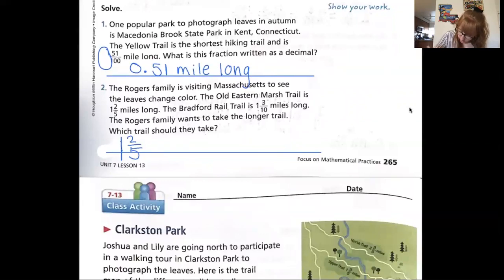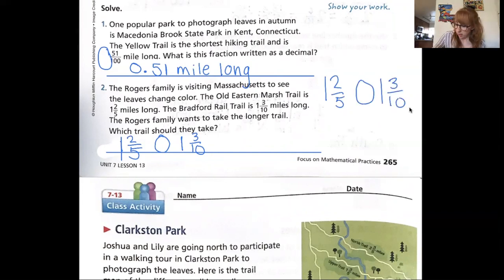1 2/5 compared to 1 3/10. Now we know that we can't compare fifths and tenths. So on the side here, we're going to write our comparison statement with a little bit more space so that we can do some conversions with our fractions. I'm going to make our fifths into tenths because that's our closest common denominator. I'm going to multiply by 2 halves, or 1 whole, to get to tenths.